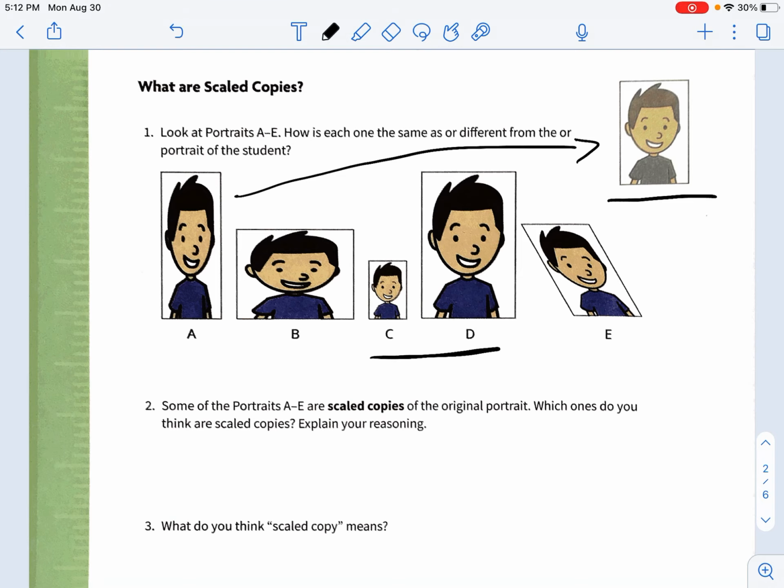E, you'll notice it's at a slant, so the original drawing gets skewed and changed from its original. So that one is not a scaled copy. Okay, so the two scaled copies were C and D. They kept the same shape. They were just either smaller or larger.